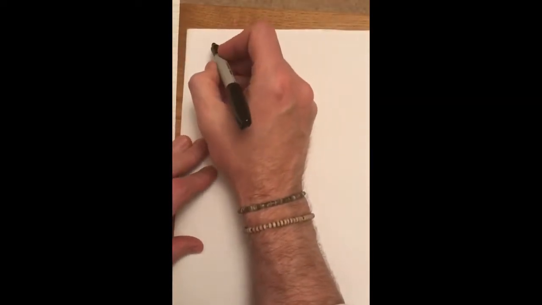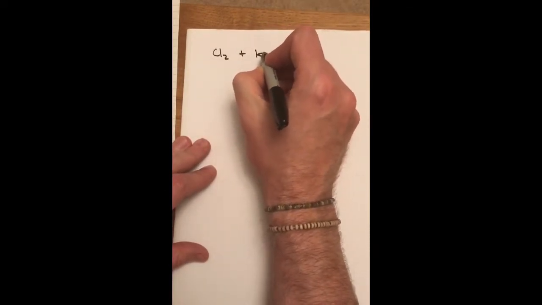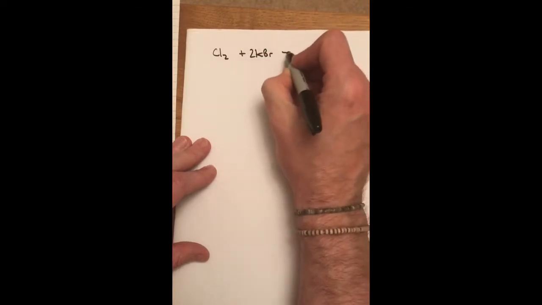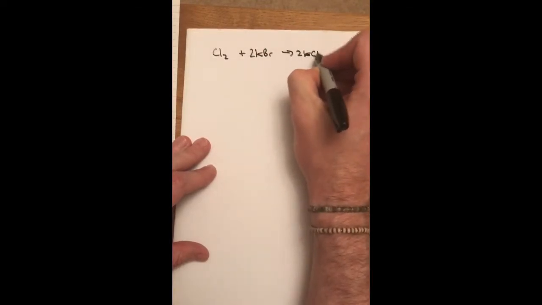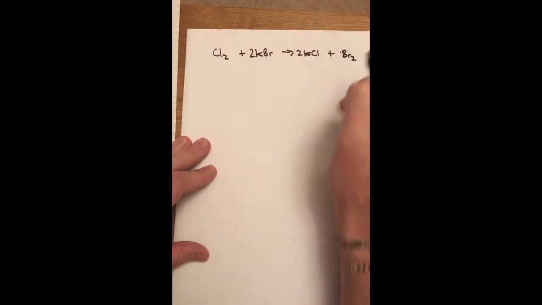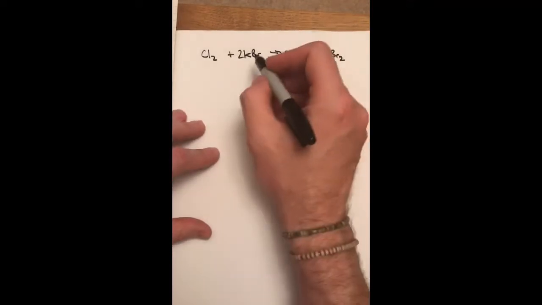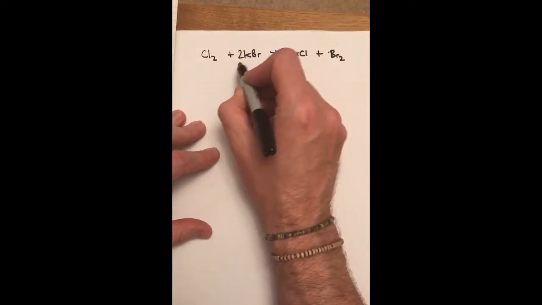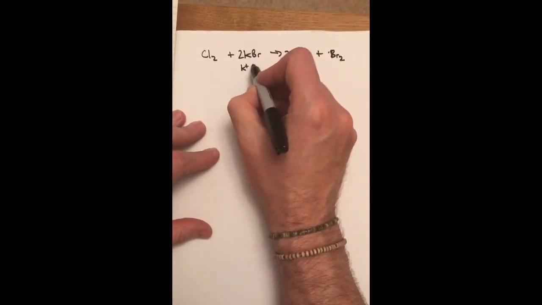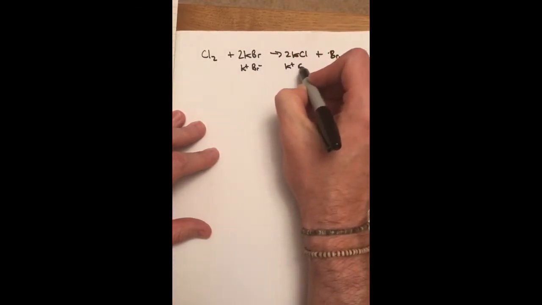So if I just write one of these equations out again, let's use this one. This is chlorine with potassium bromide. Let's balance as I go, making that and producing bromine. So there's my equation. Let's just split this for 1 second. This is KBr, and this side is K plus Cl minus.